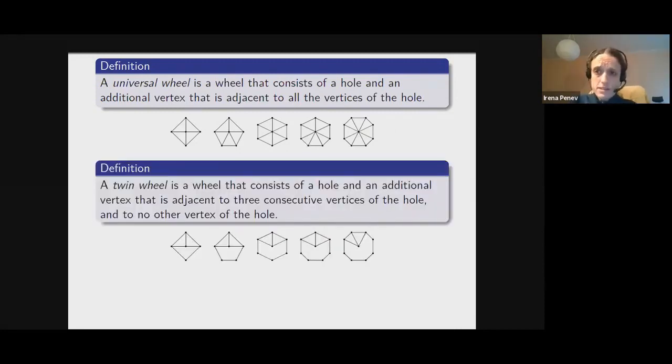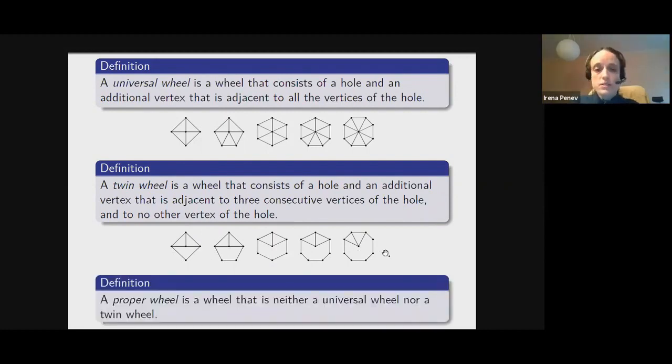And then we have twin wheels. And again, that's what you see in the picture. You have a hole, and then you have this extra vertex. And this extra vertex has exactly 3 neighbors in the hole. And those 3 neighbors have to be consecutive. Okay, so these are some small twin wheels. And then finally, we have proper wheels. What are proper wheels? Well, proper wheels are wheels that are not universal and they're not twin.